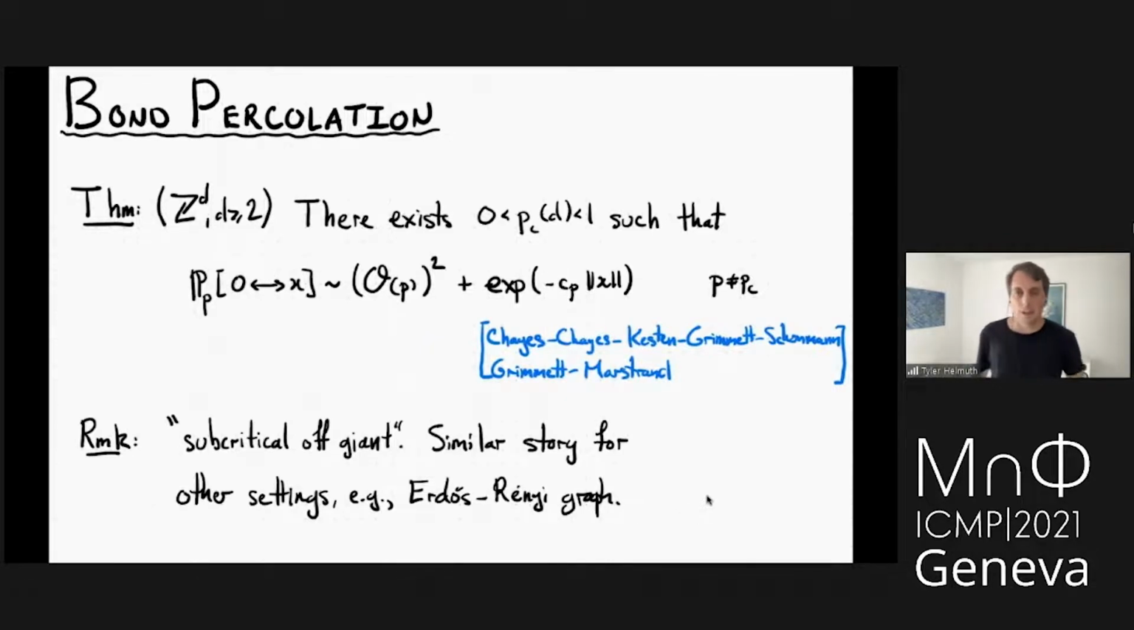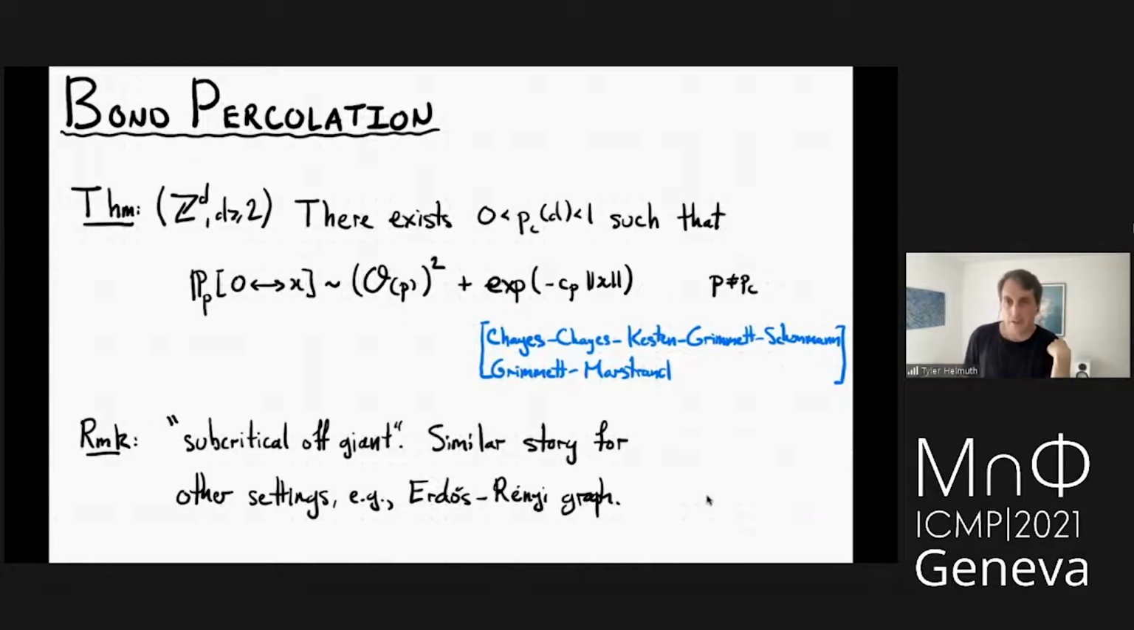Just a remark, this 2-term formulation contains in it a duality that's quite interesting. It says that you're subcritical off the giant component. So if I ask what's the probability 2 vertices are connected, but I insist they're not in the giant, then it decays exponentially both in the subcritical and supercritical regime.